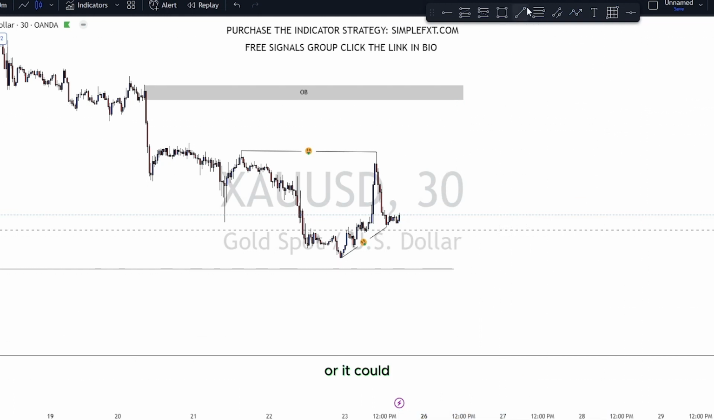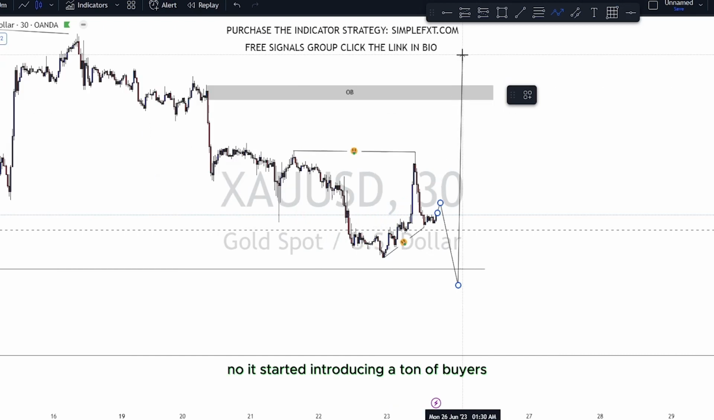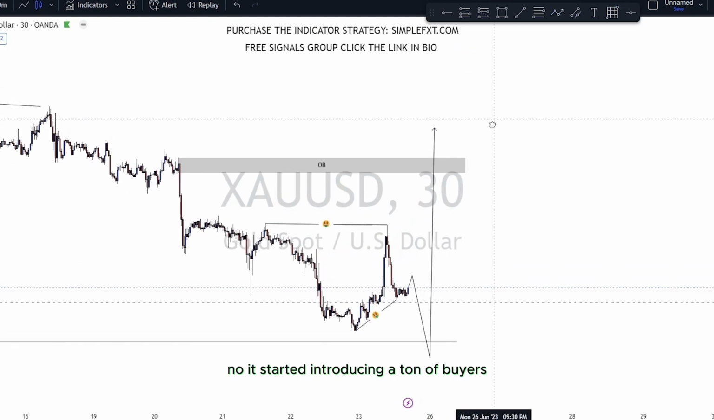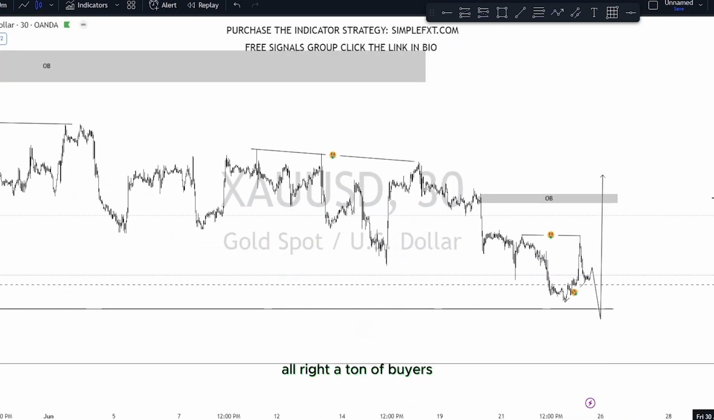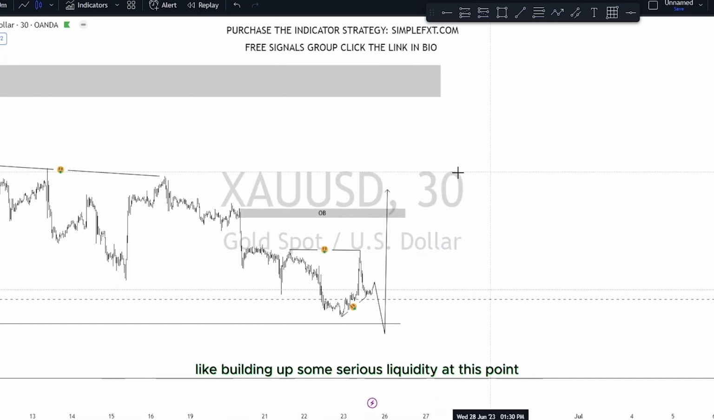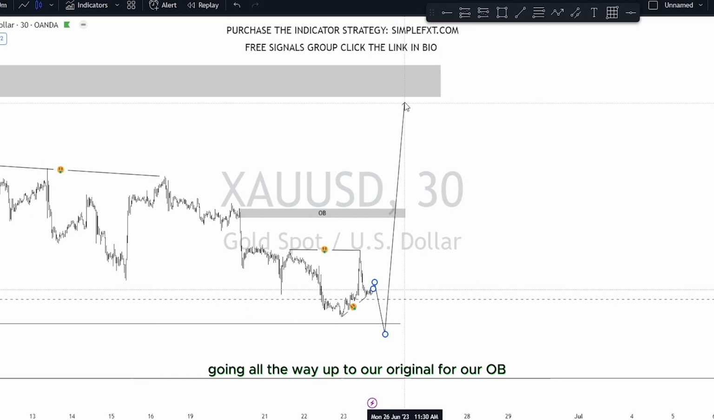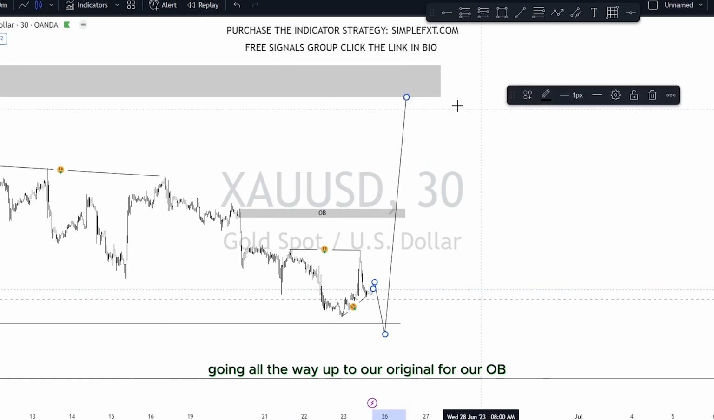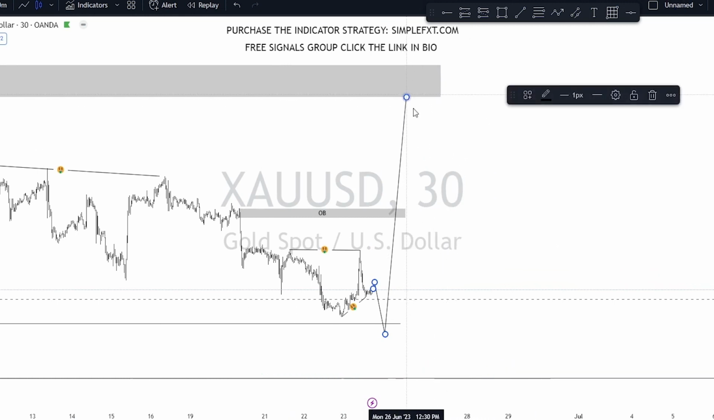Or it could, I said before, it could go into the gap here, take it out, break all the way above. Now it starts introducing a ton of buyers, like building up some serious liquidity at this point, going all the way up to our original 4-hour OB.